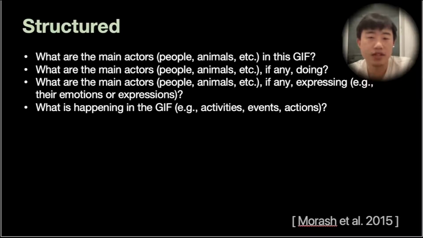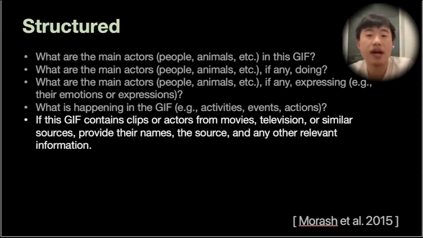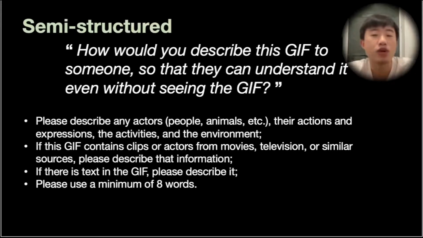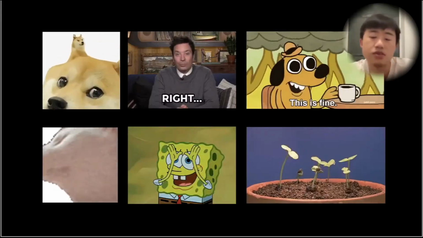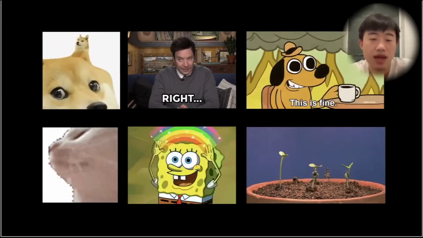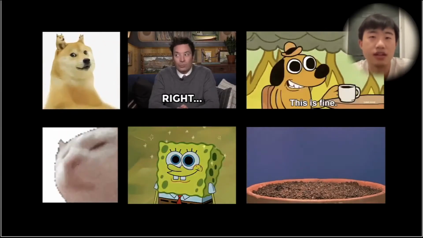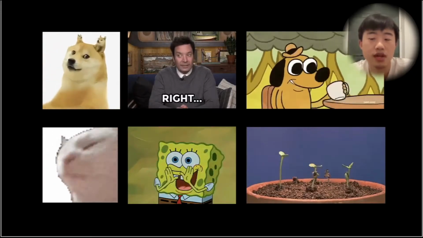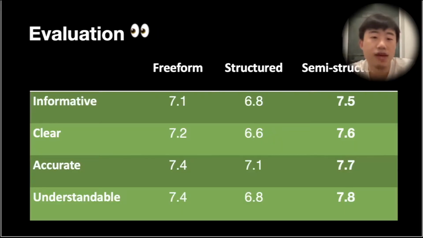Some of the questions include what are the characters, what are the activities in the GIF, is there any background information, is there any text. And the semi-structured task design combines the structured and the freeform, but still lets the annotators freely compose their annotation. We tested these 3 task designs with some example GIFs on the Mechanical Turk platform, and then we evaluated the annotations with sighted users on the same platform, as well as blind or low vision users via remote meetings.